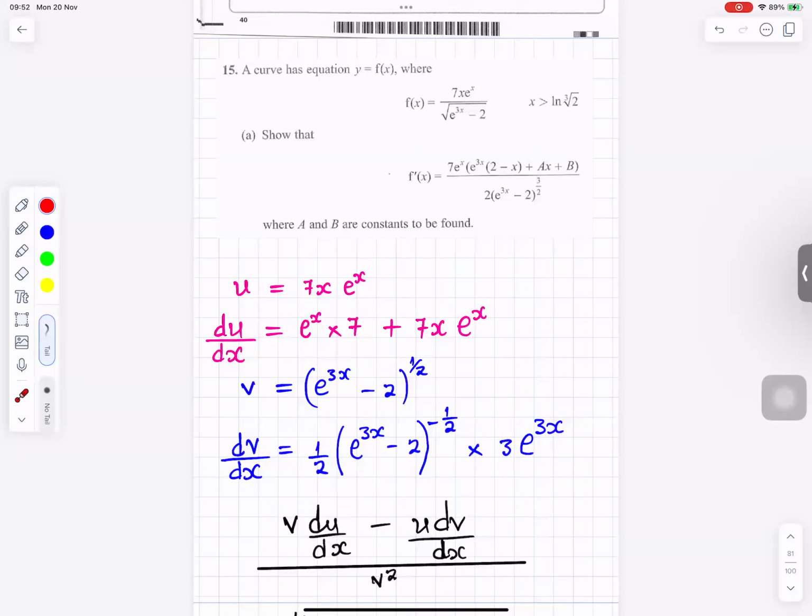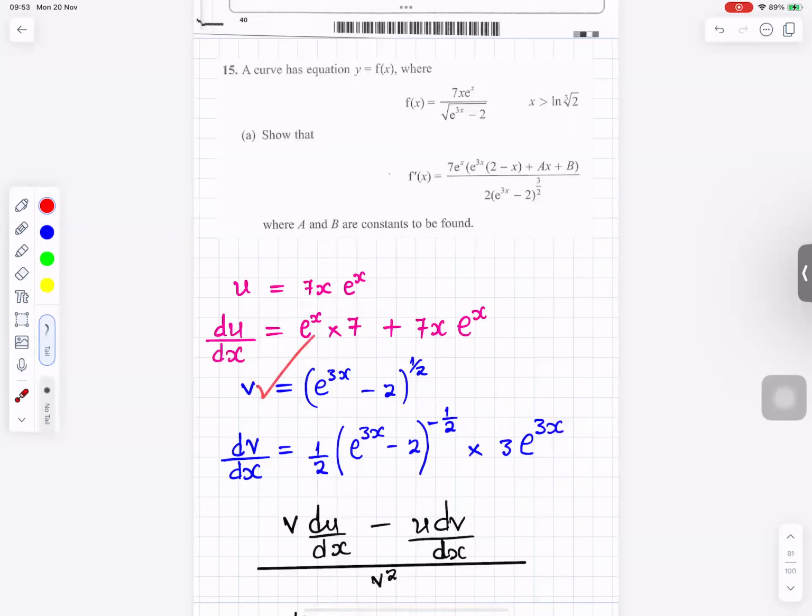We have two things there. We have a numerator and we have a denominator. So we're going to find that it's best to make the numerator equal to u, and differentiate it. Differentiate 7x e to the x. We will have e to the x times 7 plus 7x e to the x. I'm using the product rule there to differentiate it.